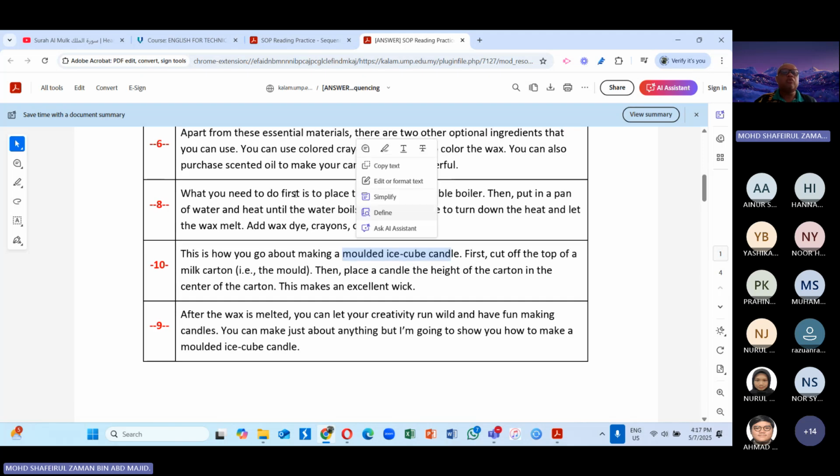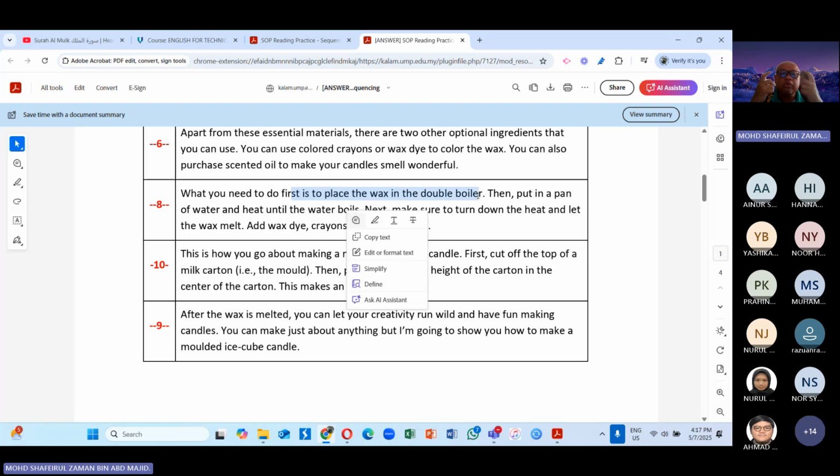Okay, and then what you need to do first is to place the wax in a double boiler. So you use your own experience or knowledge. What does it mean by boiler? So when we have the word boiler, it's actually you put something raw and then you boil it to make something else. So it is not relevant at all.